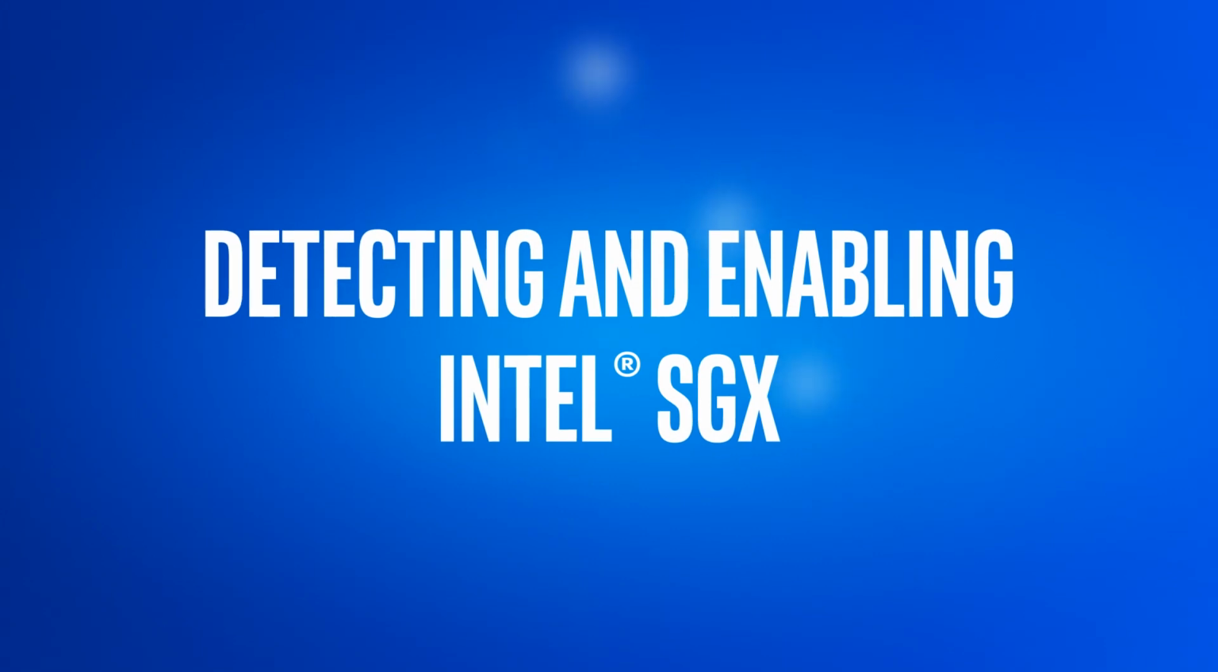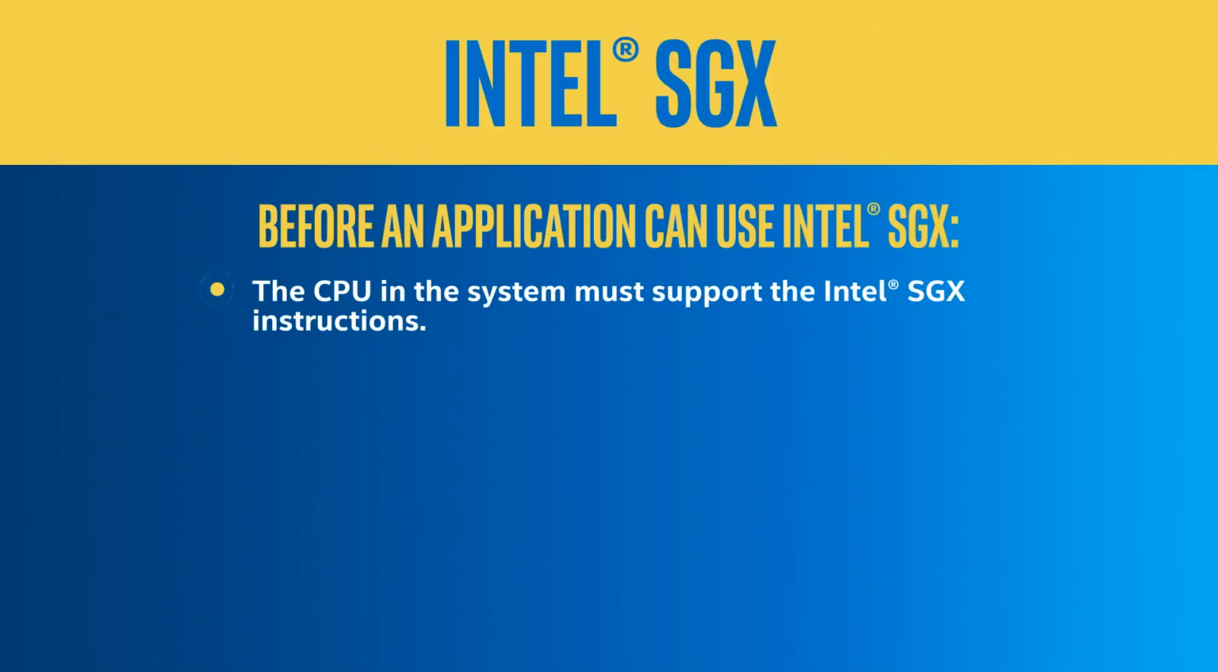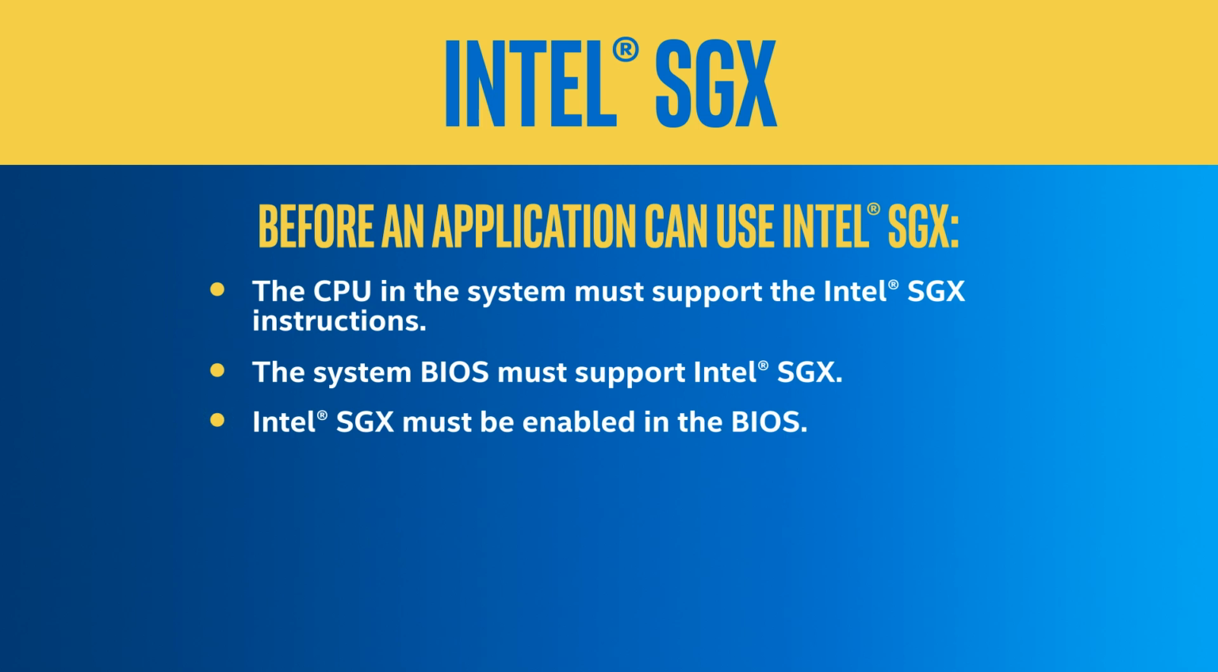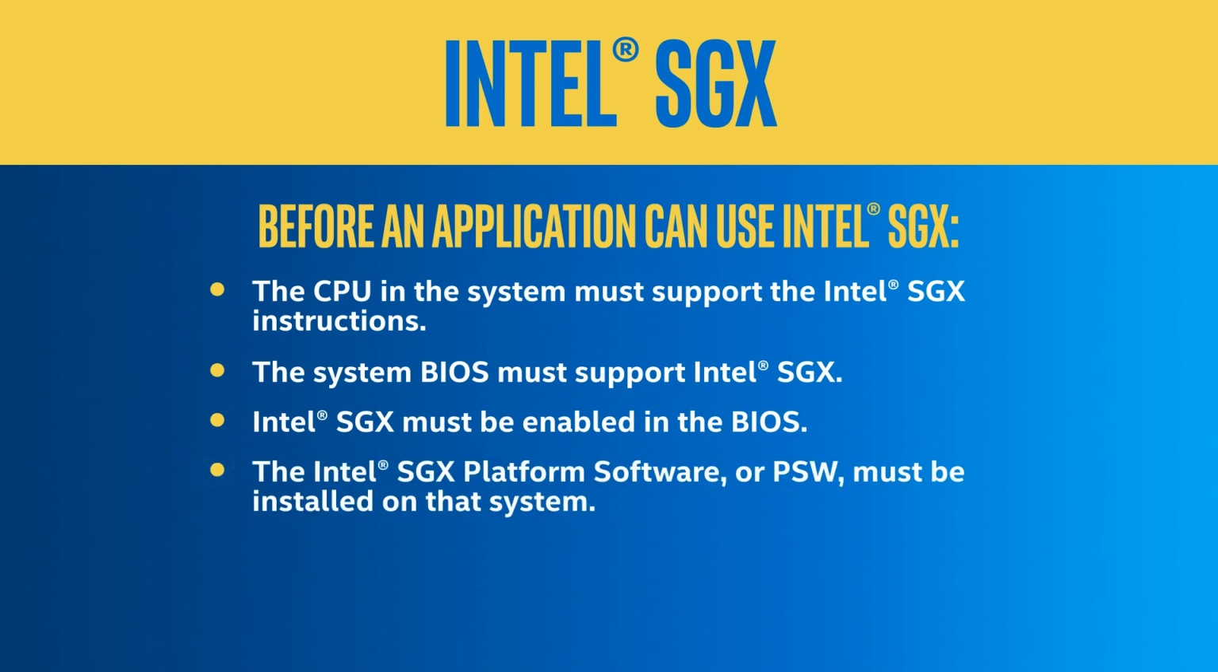In this video, we're going to discuss detecting and enabling the Intel Software Guard Extensions, or Intel SGX. Before an application can use Intel SGX, 4 conditions have to be met. The CPU in that system must support the Intel SGX instructions. The system BIOS must support Intel SGX. Intel SGX must be enabled in the BIOS. And the Intel SGX platform software, or PSW, must be installed on that system.